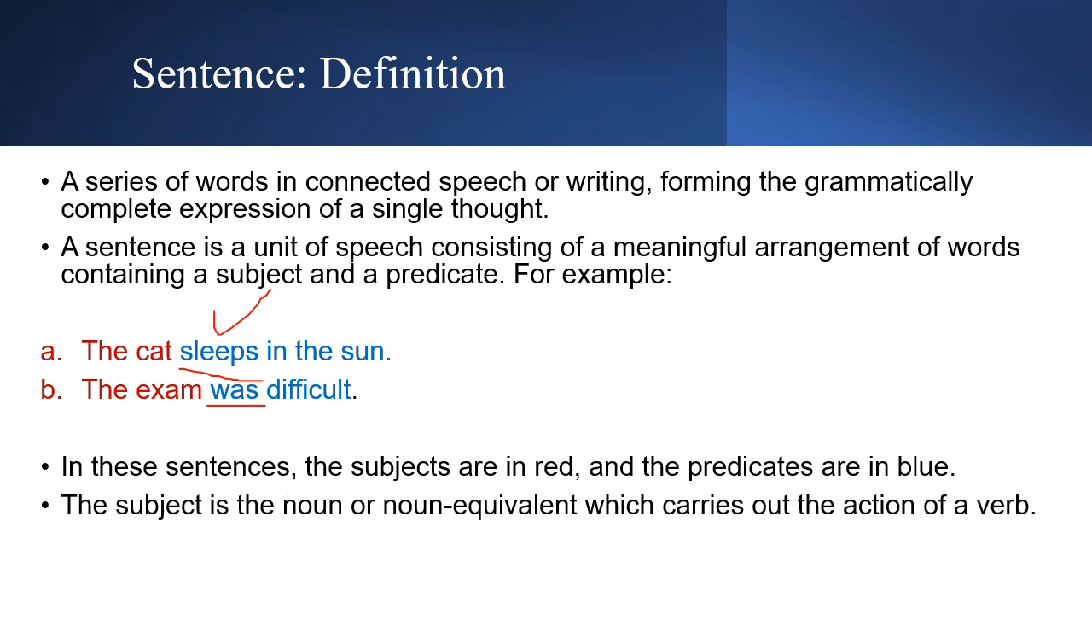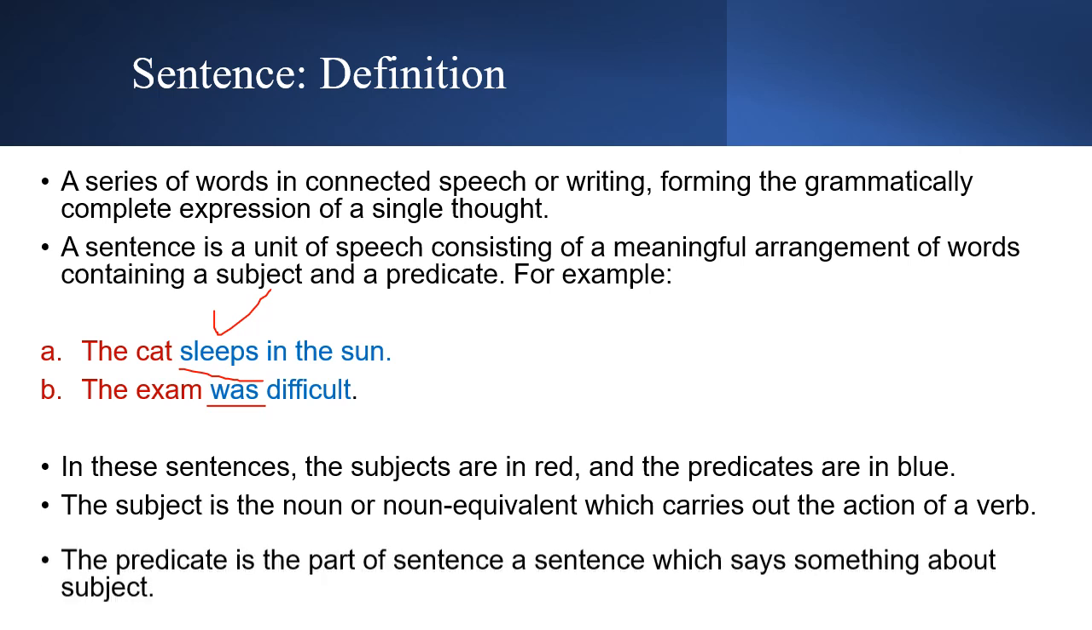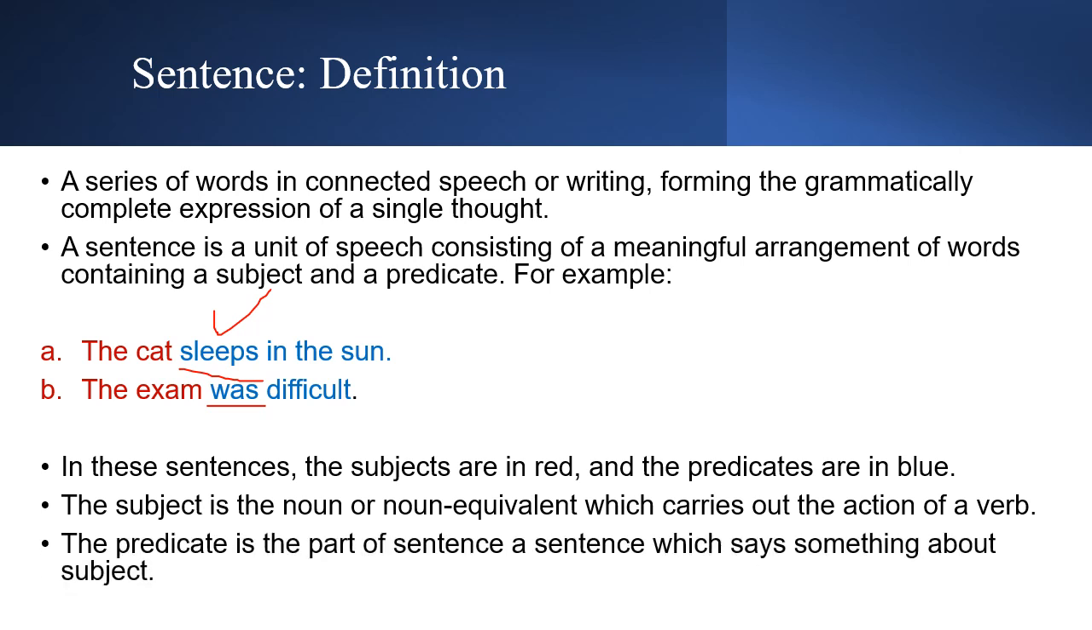The subject is the noun or noun equivalent which carries out the action of a verb. And the predicate is the part of a sentence which says something about the subject, or it tells us about the action, or about its beingness.